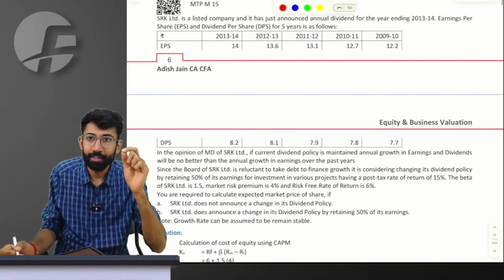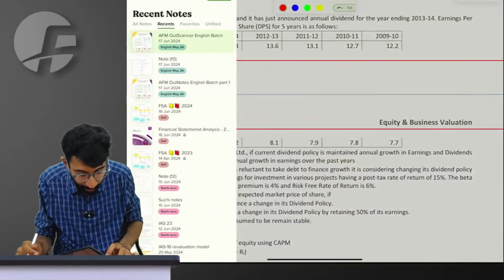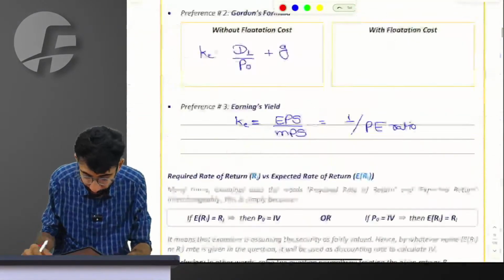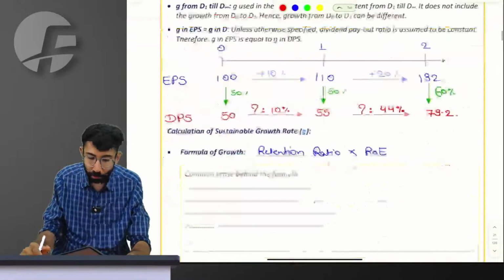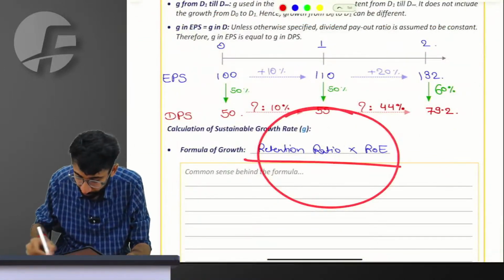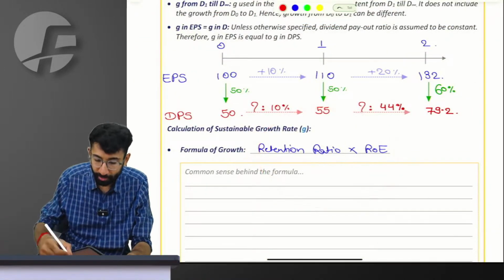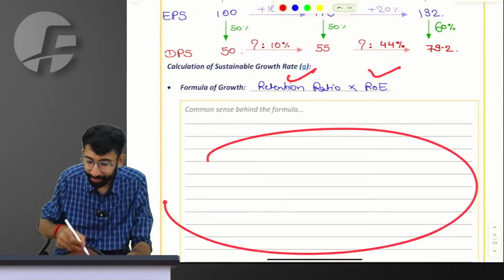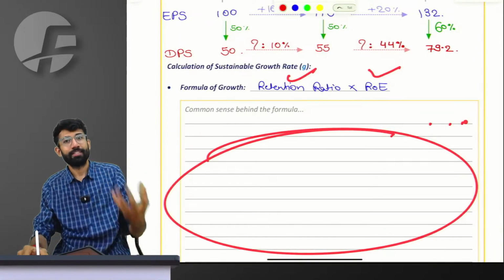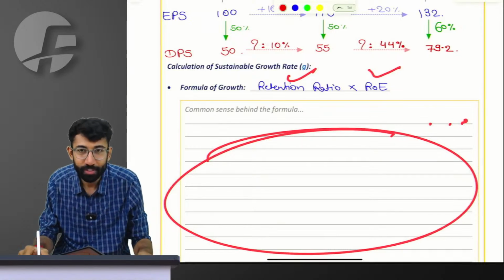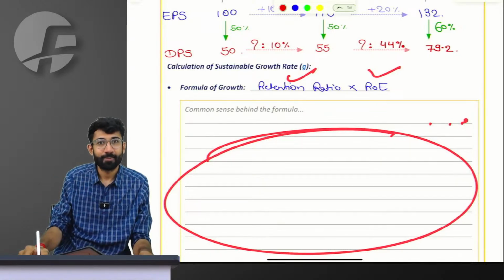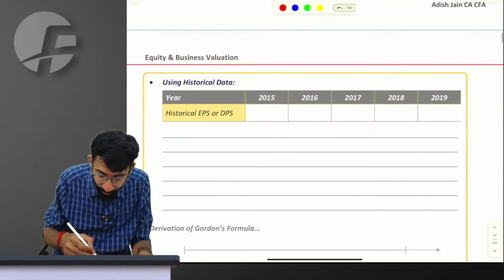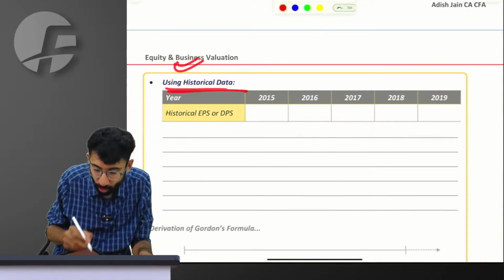All right, please be here. This will automatically teach you a new concept. In fact, let me first teach you the concept and then take you there. One way to calculate growth is retention ratio into ROE. Coincidentally, the derivation of this was being explained to CFA students in yesterday's class. Another way to calculate growth is using historical data.